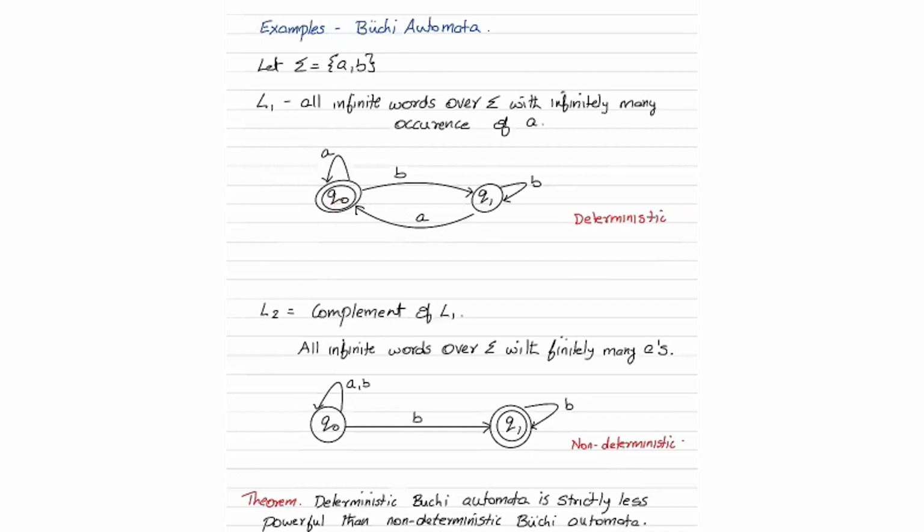If you see a B, you go to a new state, Q1, and you keep looping on that second state Q1 as long as you see a B. And the moment you see an A, you come back. So if you see infinitely many A's, then infinitely often you will be visiting the state Q0, and therefore you accept that word. That's basically the idea.